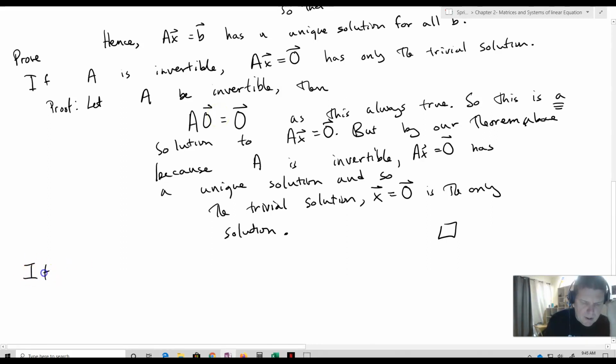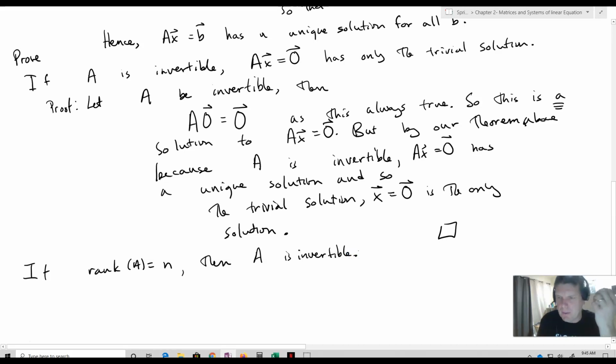So let's take another one. If the rank of A equals n, then A is invertible. And this is actually going to help us out as we start to talk about the other things. If the rank of A is equal to n, then AX equals B has a unique solution. We actually have a direct proof of that. We did that earlier. But let's start out with this one. The rank of A equals n, and then A is invertible.